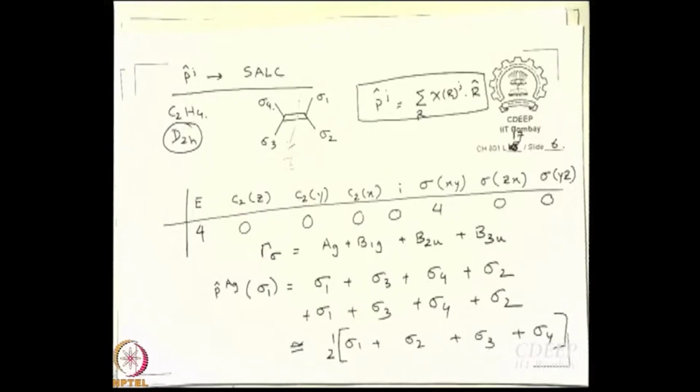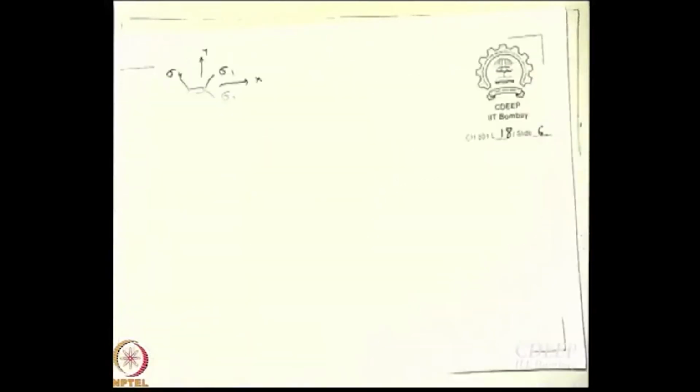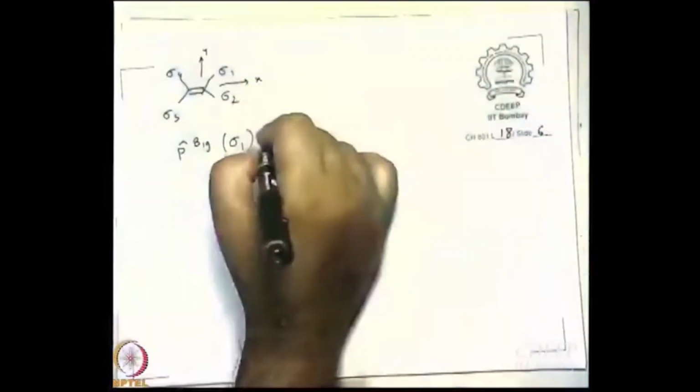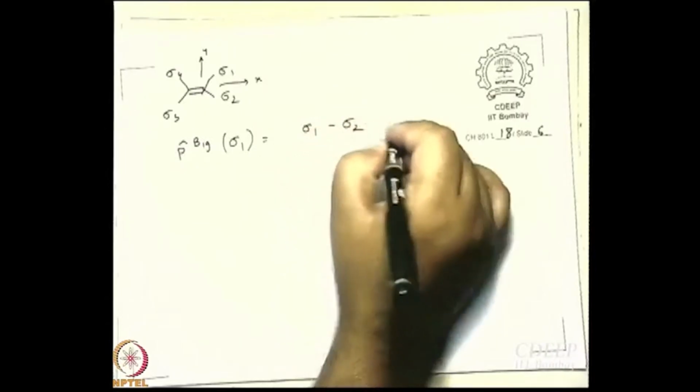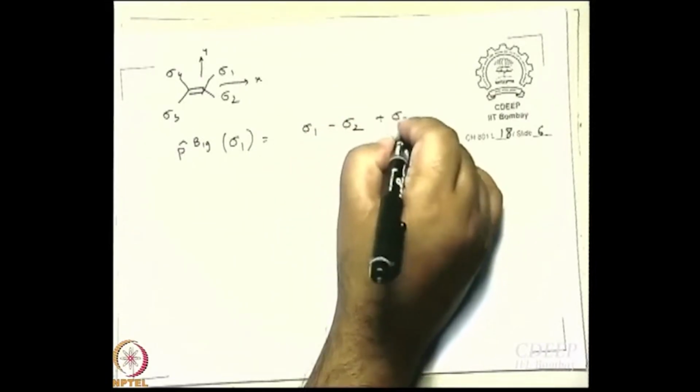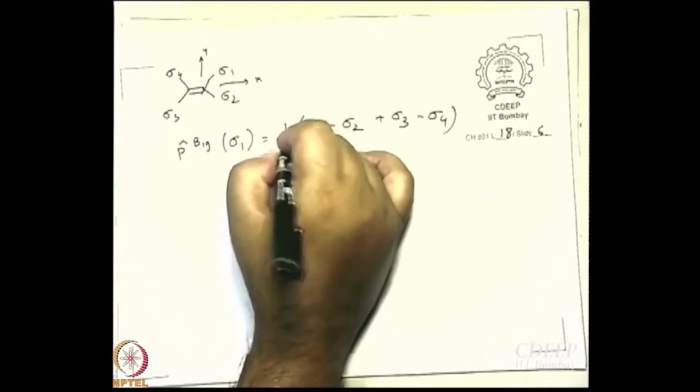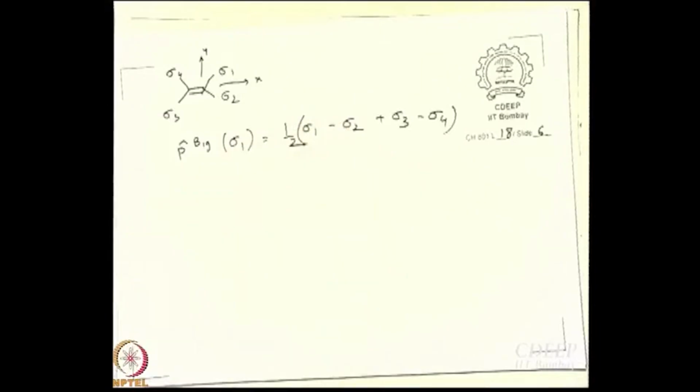So, knowing the characters to be 1, 1, minus 1, minus 1, 1, 1, minus 1, minus 1, can you tell me what you get by making the partial projection, or the incomplete projection operator, corresponding to B1G operate on sigma 1? Sigma 1, then plus sigma 3, very good. Normalization constant will be the same. Now, what is the next one?